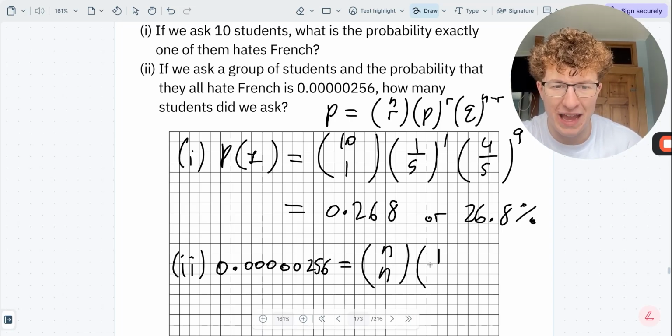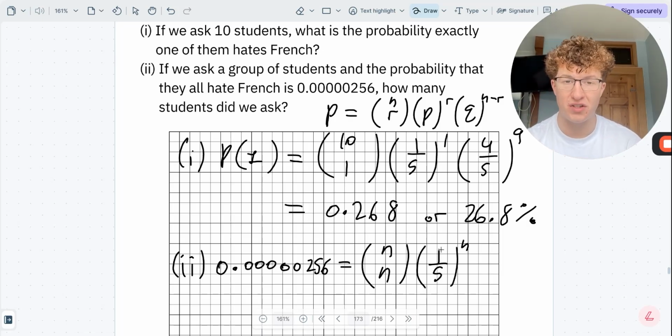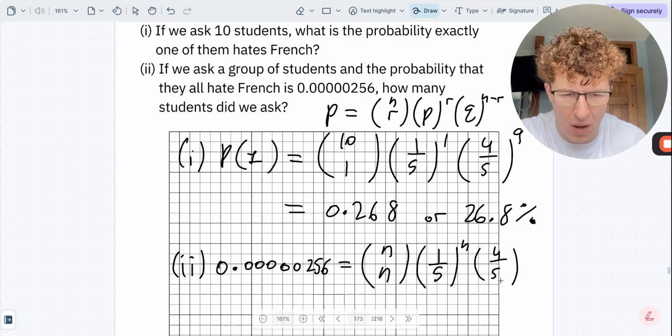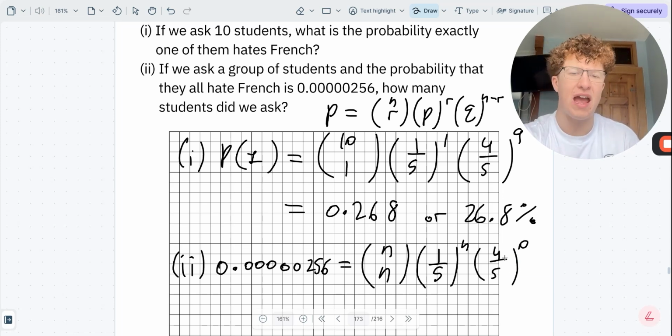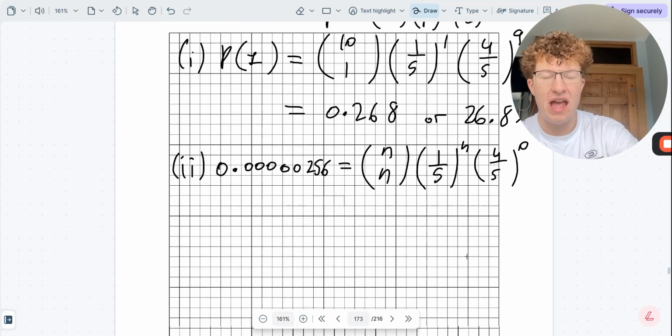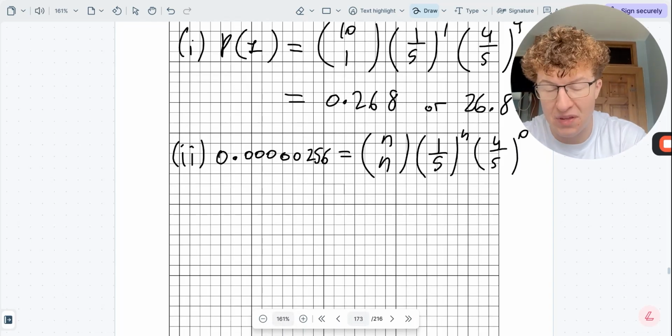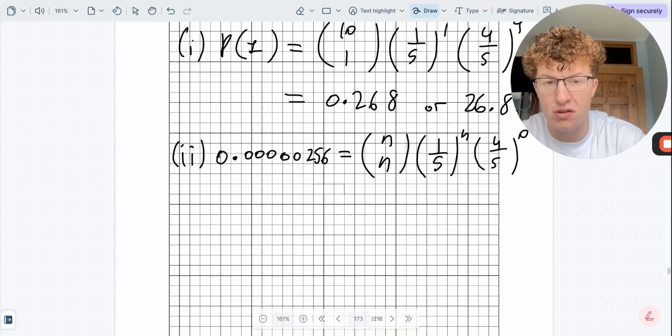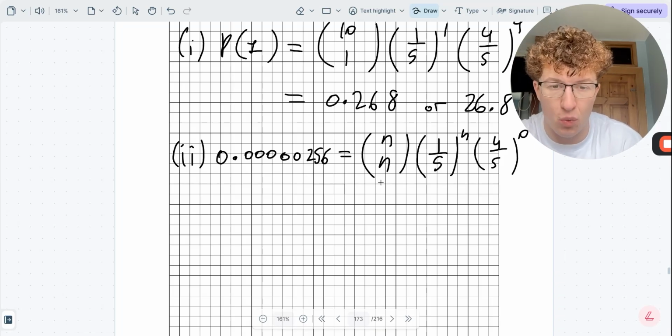The probability that they hate French is 1 over 5. That's to the power of n, because they all hated French. And then we're going to have 4 over 5 to the power of n minus n, which is just 0. Anything to the power of 0 is just 1. And if you plug it into your calculator, say if I assumed n was 15, if you did 15 choose 15, you're just going to get 1 here as well.